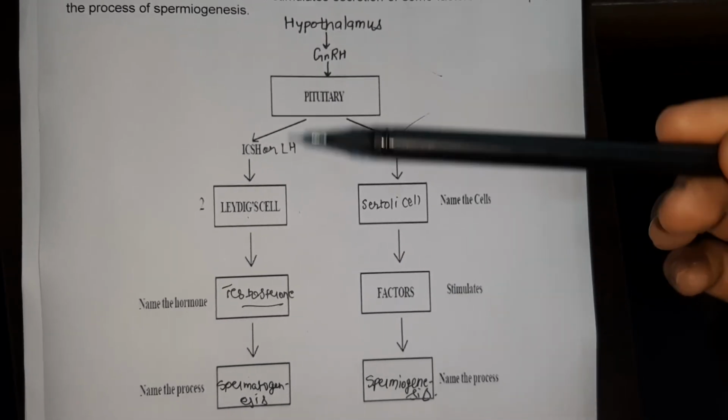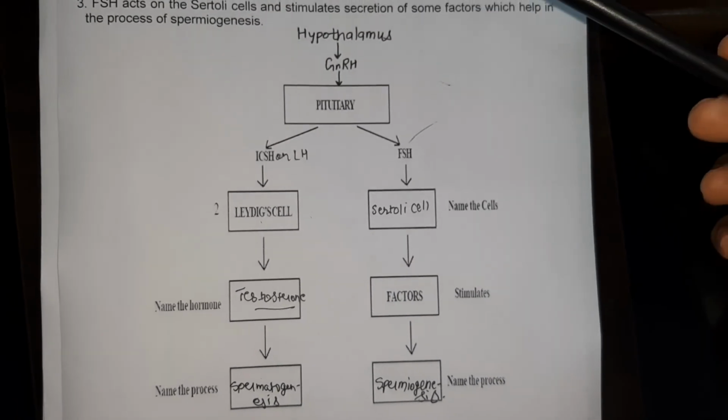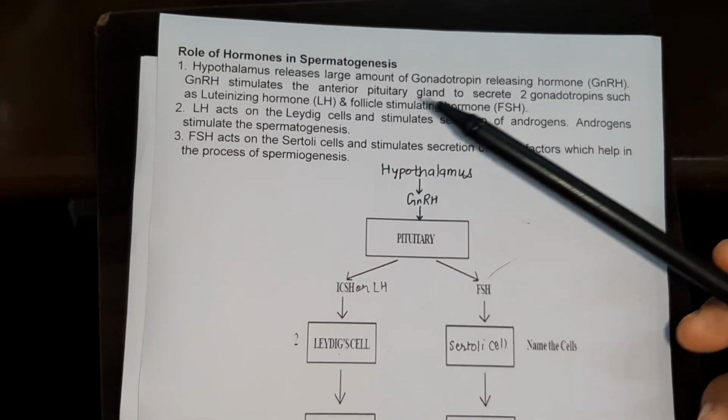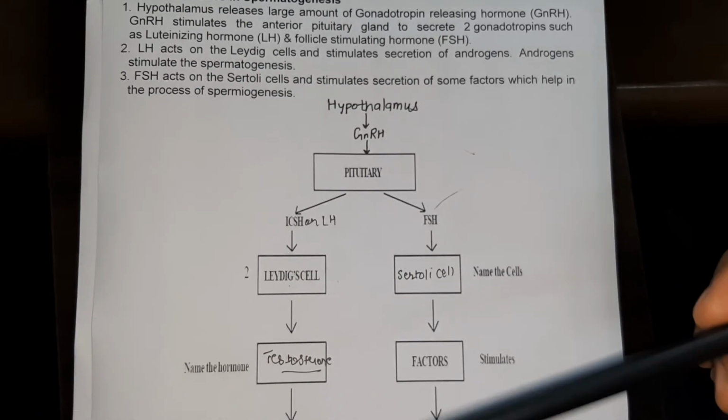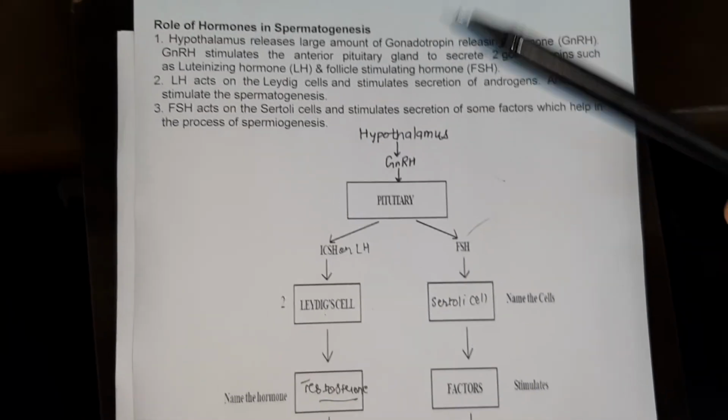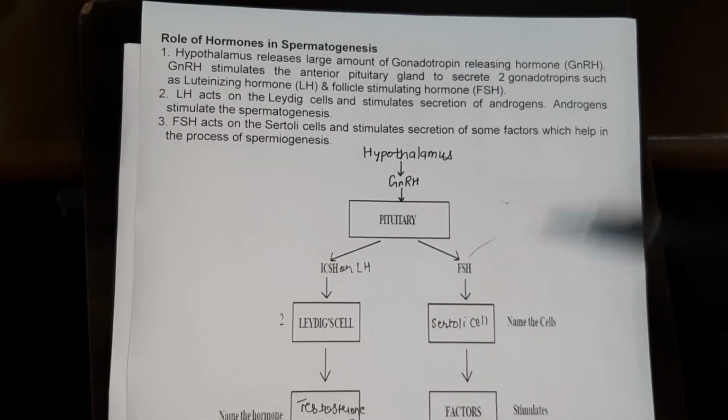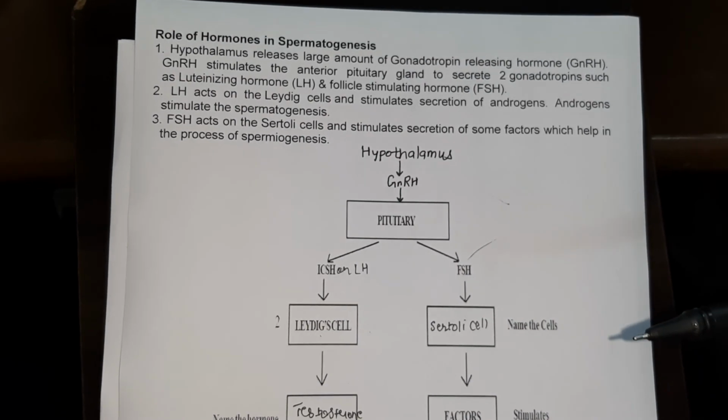So from the board point of view, this topic, that is the role of hormones in spermatogenesis, is very important. These 3 points and the flow chart are enough for 3 marks, or maybe in the 5 marks that kind of question may come. Thank you.